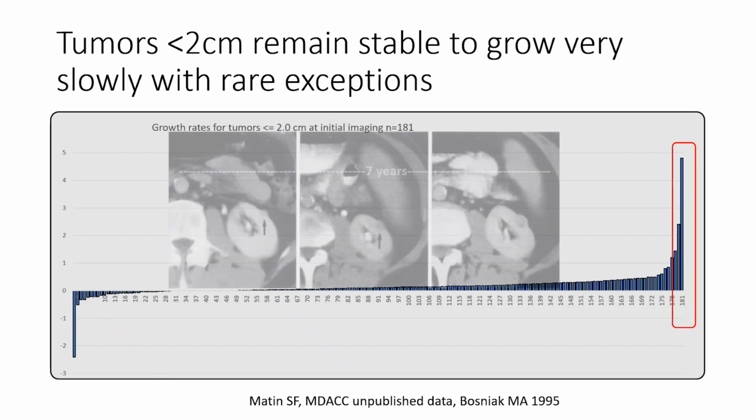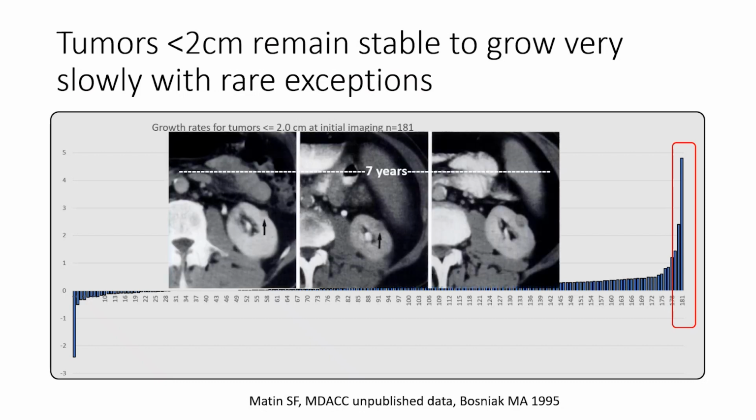And so this is an example of a patient that I saw many years ago. Here's a small renal tumor that was seen on initial imaging. And over the course of 7 years, it grew maybe 1 centimeter. Okay. And if this is an older, sicker patient, we've potentially saved them from unnecessary treatment and potentially a complication from that treatment.